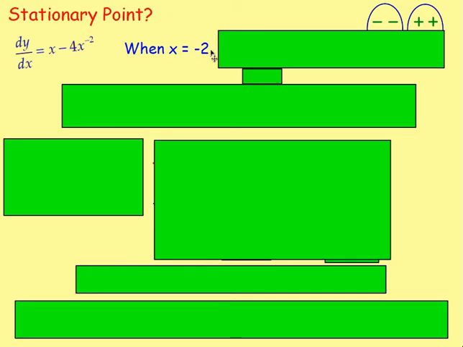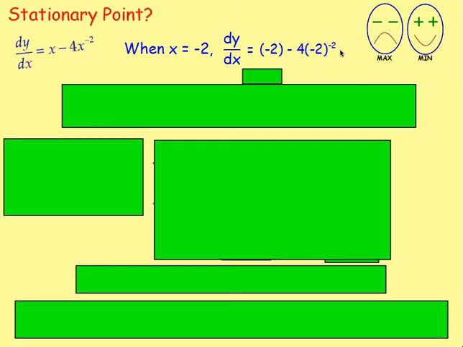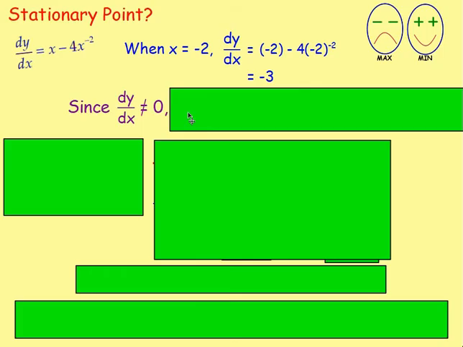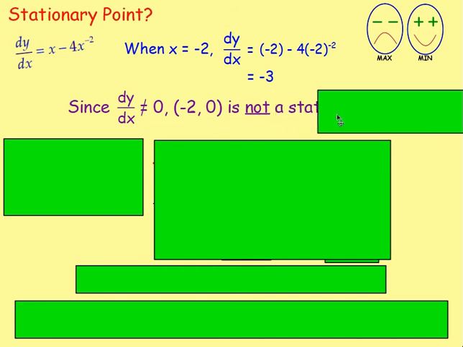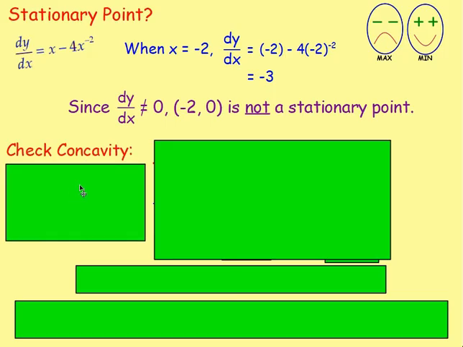So when x equals negative 2, sub that into dy by dx. That would give you negative 2 take away 4 times negative 2 to the power of negative 2. I'd probably move that down to the bottom, so I'd have 4 over negative 2 squared. Work that out, and you end up getting negative 3. Since that first derivative, dy by dx, is not equal to 0, it means then that negative 2, 0 is not going to be a stationary point. So it is not going to be a maximum and it's not going to be a minimum. But it could still be a point of inflection, and we have to test the concavity.